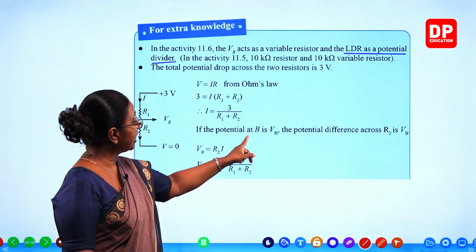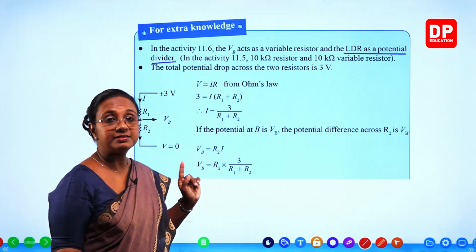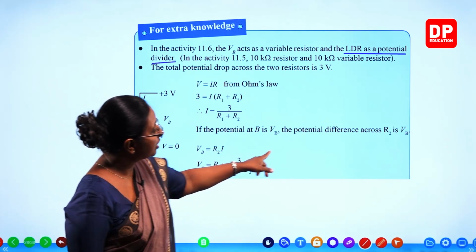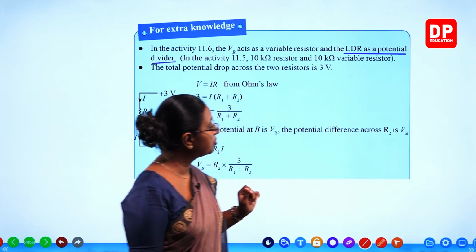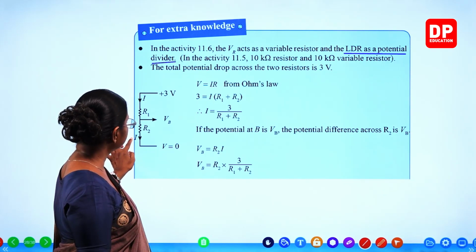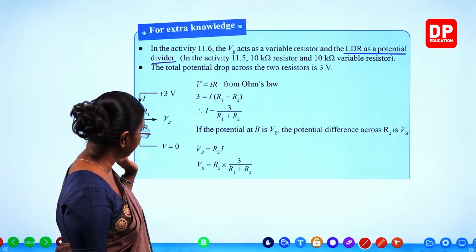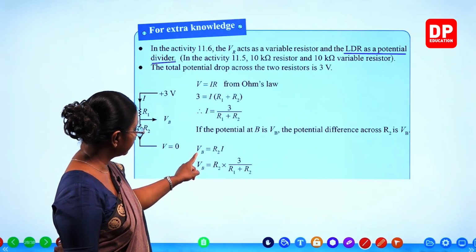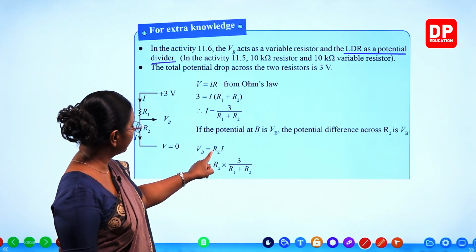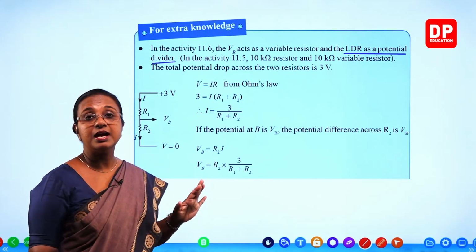If the potential at the base is VB, voltage at the base, the potential difference across R2 is VB. R2 is this. Here is the base, so the potential is VB. So VB, that is the potential at the base, is equal to R2 into current I.